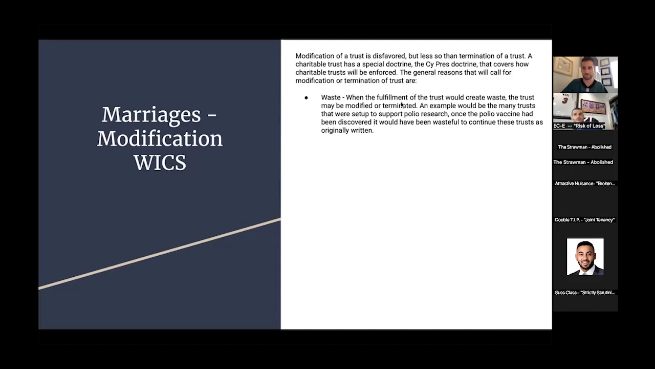waste. Does anyone know? This is actually, we'll test real property real quick. Does anyone know the three types of waste in real property? Like the back of my hand.